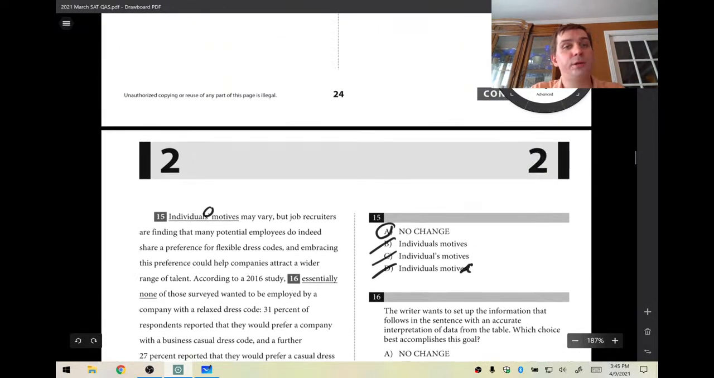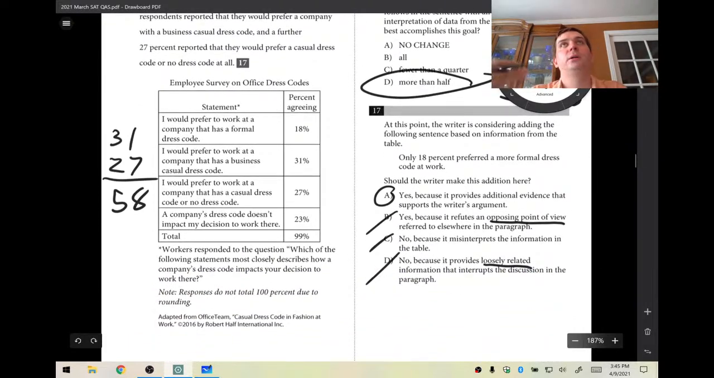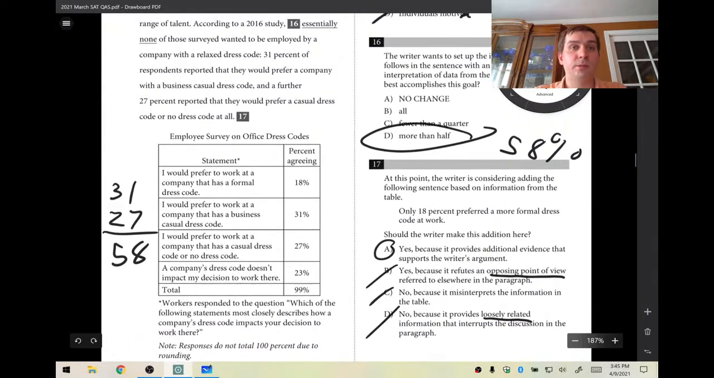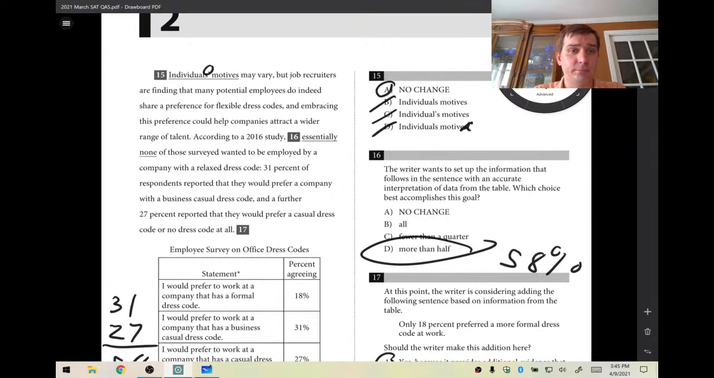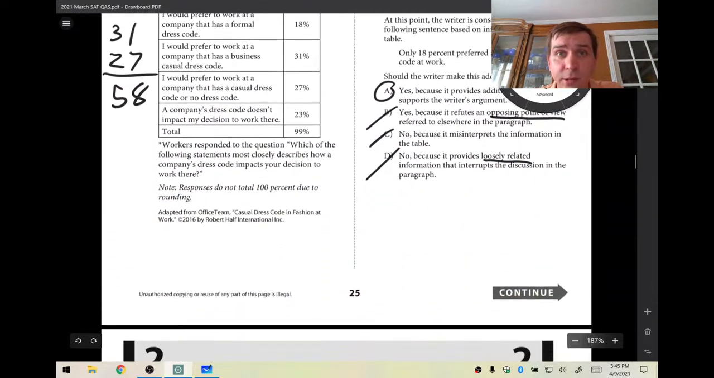Although the author does even mention that some professions must have rigid dress codes, such as police, firemen, that sort of thing. So that's in our passage. Trust me, I read it.